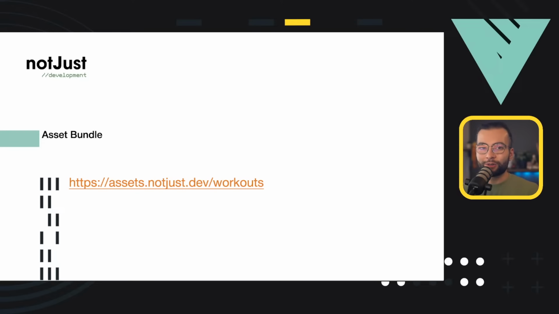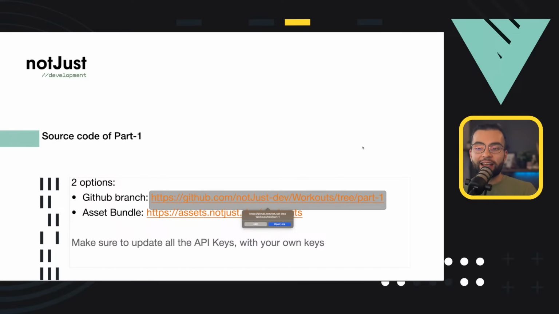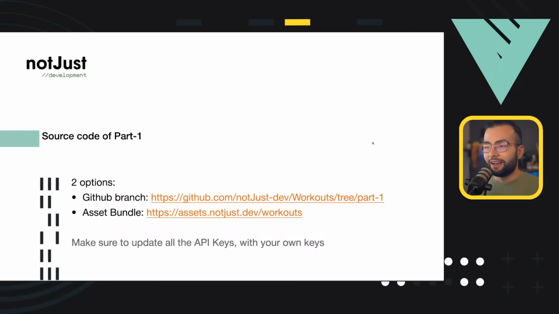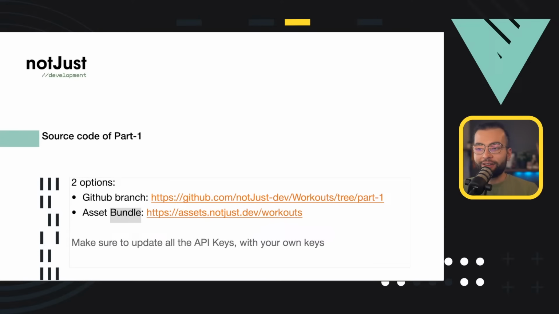I'm pretty excited. If you are also excited and want to follow along, make sure to download the updated version of Asset Bundle following this URL, assets.notjust.dev/workouts. And if you want the source code to start from the same point, there are two options. You are either gonna check the GitHub branch following the link in the description below. There is the workout repository, and there is also part 1 branch that will contain the code that we're gonna use to start today. The second option, if you don't want to go through GitHub, you can simply download the updated asset bundle, and there I'm actually including the source code and the repository from part 1, and that's probably gonna be the easiest way.